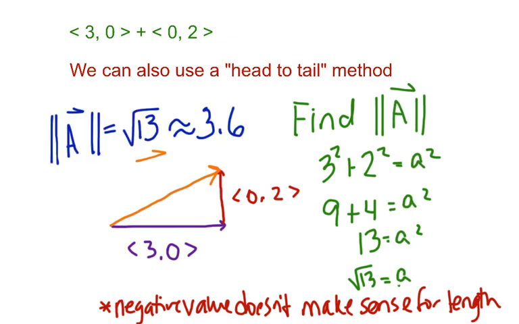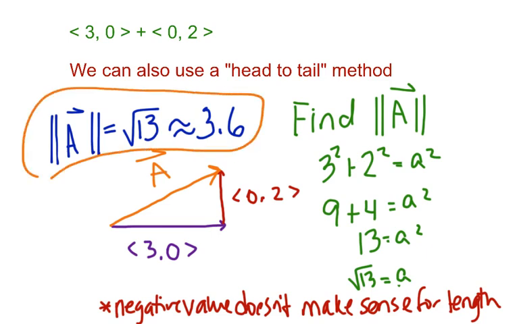So we would write here that the magnitude of vector A is equal to the square root of 13, which is approximately equal to 3.6. If you do the square root of 13 on your calculator, you get about 3.6. And that would be how long this is. Remember that the hypotenuse is the longest side of a right triangle, so it makes sense that it's longer than the 3 and longer than the 2.